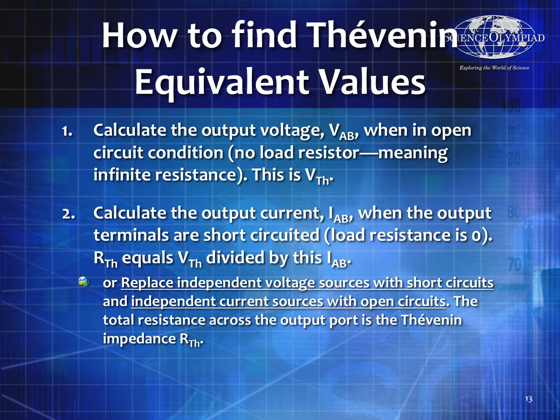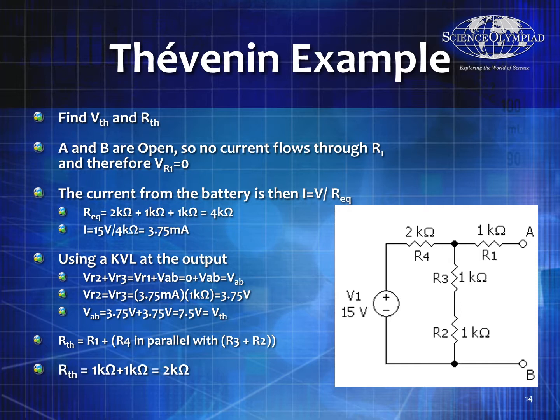Or you can replace all the independent voltage sources with short circuits and all the independent current sources with open circuits, and look back in from A to B and find the equivalent resistance. Okay, now you say, well, which one should I use? Whichever one's easier to do. So let's look at this example. I want to find out V Thevenin and R Thevenin.